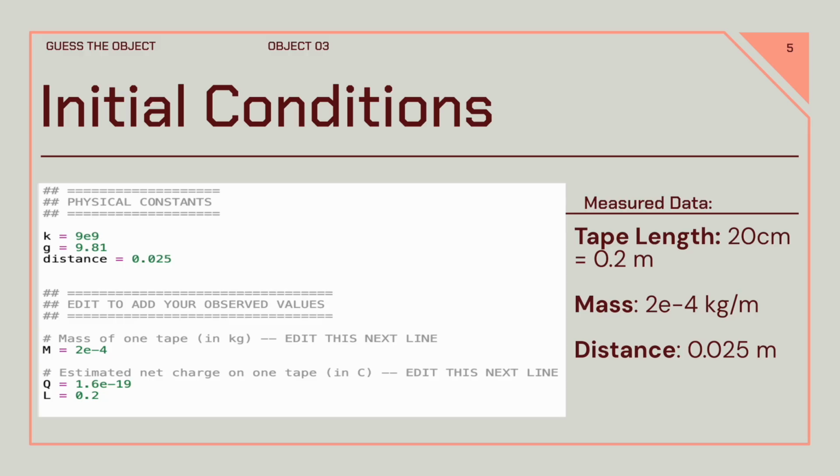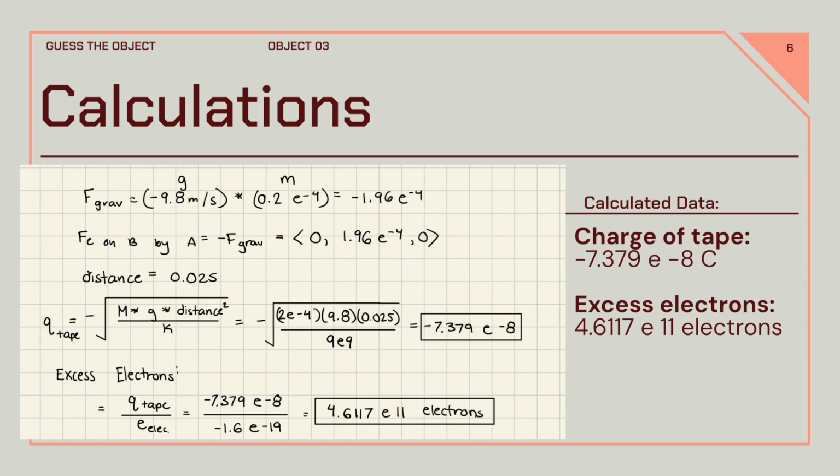For the initial conditions of our lab and code, we found the tape length to be 20 centimeters or 0.2 meters, the mass, which was 2e negative 4 kilograms per meter, and the distance from the tapes was 0.025 meters.